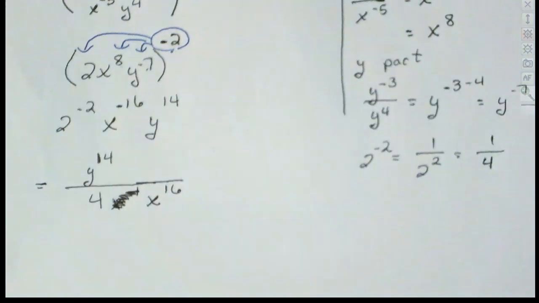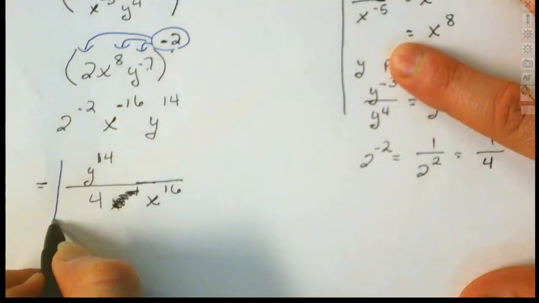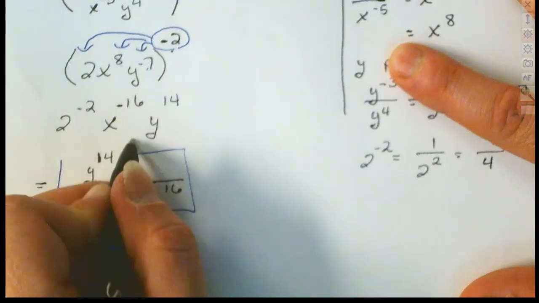So what's my final answer going to be? It should be y to the 14th power divided by 4 down below, x to the 16th power, also down below.